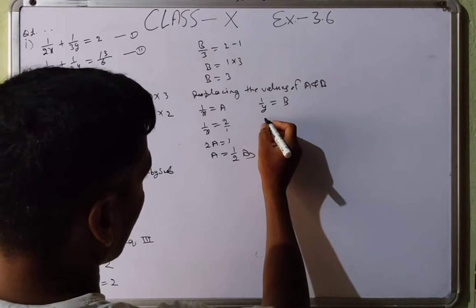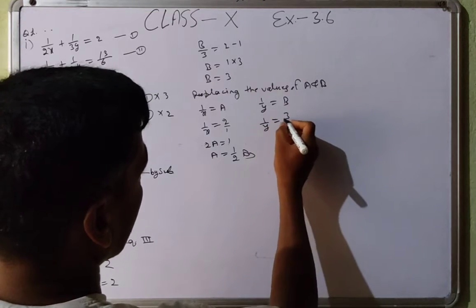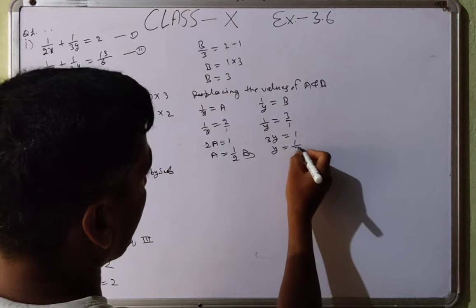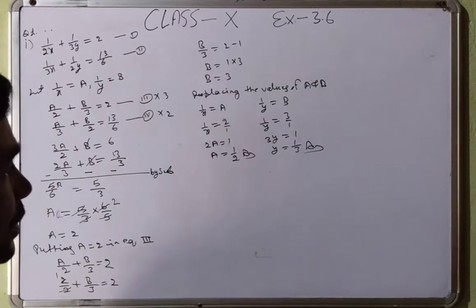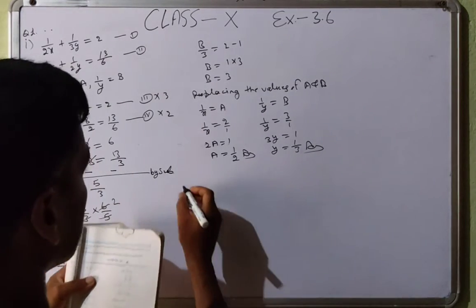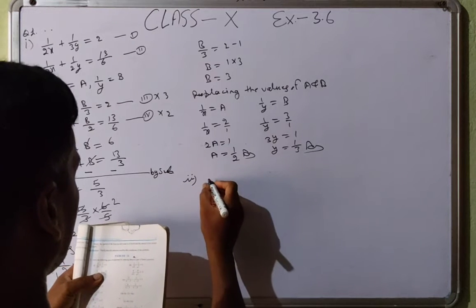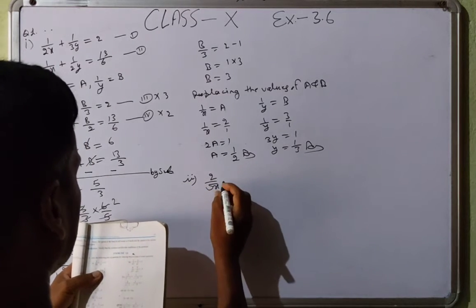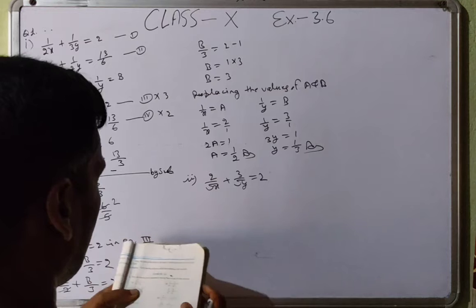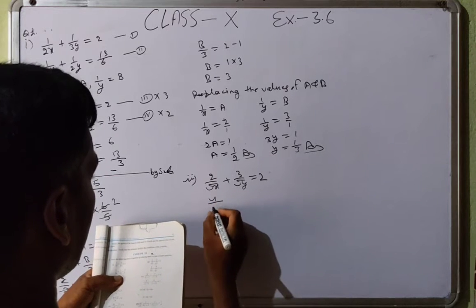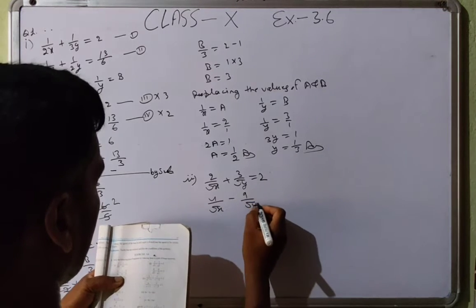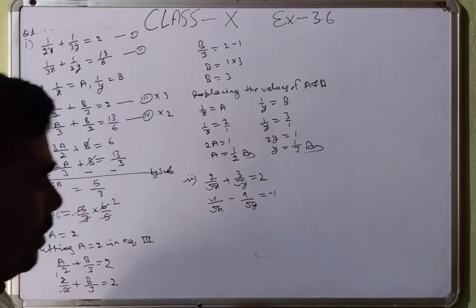So 1 upon y is equal to the b value, which is 3. Like this, 3y is equal to 1, so y is equal to 1 upon 3. These two are the answers, right? And then the next question, second part: 2 upon under root x plus 3 upon under root y is equal to 2, and then 4 upon under root x minus 9 upon under root y is equal to minus 1.